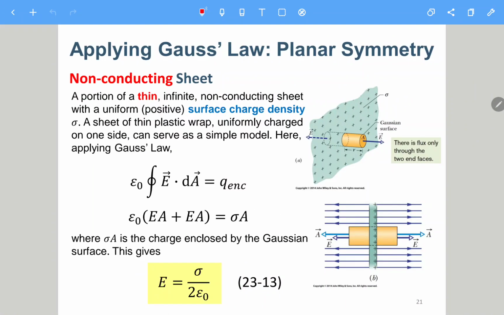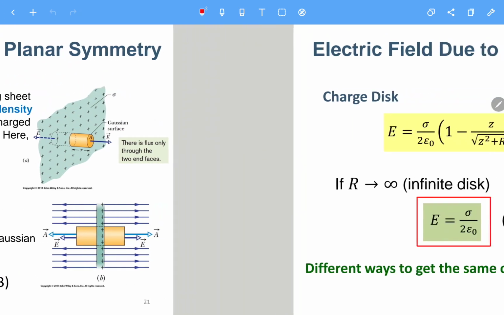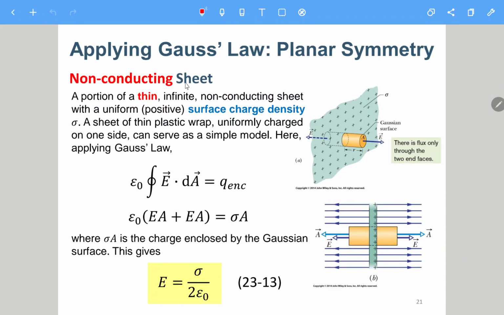So the next one is the planar symmetric case. Here the keyword is non-conducting. Actually, it is not so related, but sometimes the question may mention that this material is conducting, or this material is non-conducting or an insulator. If it is conducting, it means that there will be free electrons for conducting material.